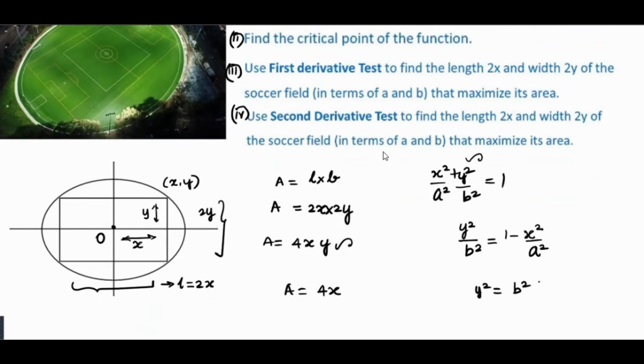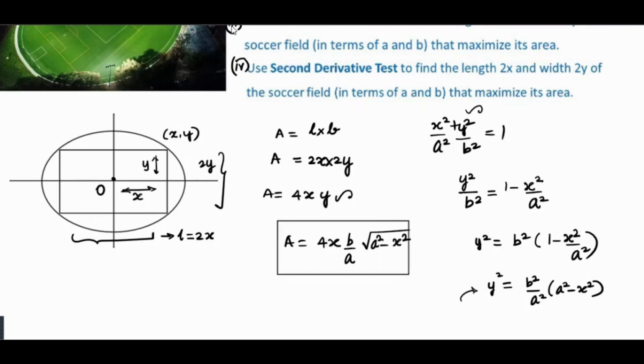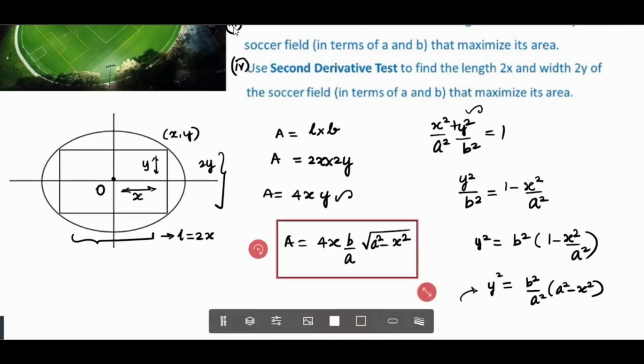So y square is equal to b square into 1 minus x square by a square. So y square would be equal to b squared by a square into a square minus x square, correct? So that would be 4x into b by a. So if you take square root on both sides, it becomes b by a times root of a square minus x square. So this is the required area in terms of just x. So if you can see, there is no y term involved. So there is just x here, okay?